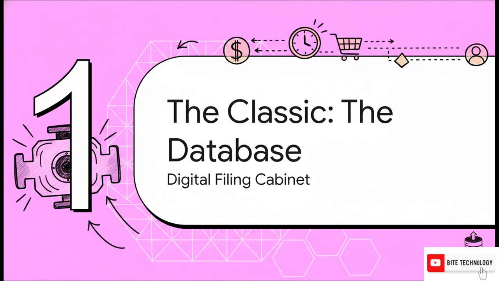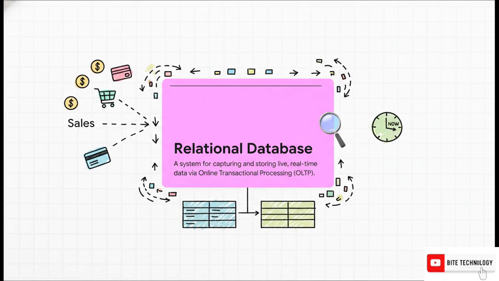Think of this as the engine that keeps a business running every single day. It's your digital filing cabinet, and it's all about what's happening right now. Now, most of the time when people say database, they're talking about a relational database. Its whole job is to handle something called OLTP, which stands for Online Transactional Processing. Sounds kind of complex, right? But all it means is that when you buy a coffee, that one single sale is recorded instantly. It's built for capturing those individual transactions as they happen in real time.